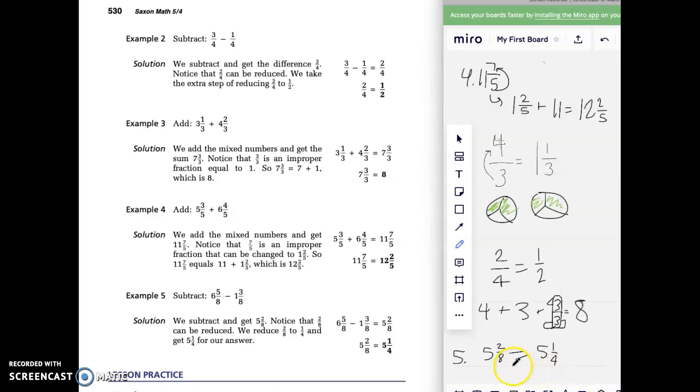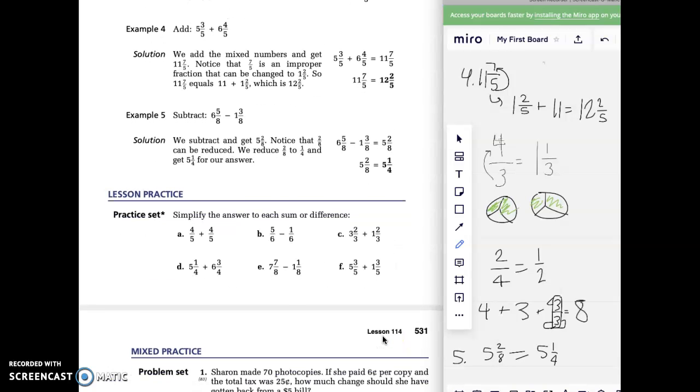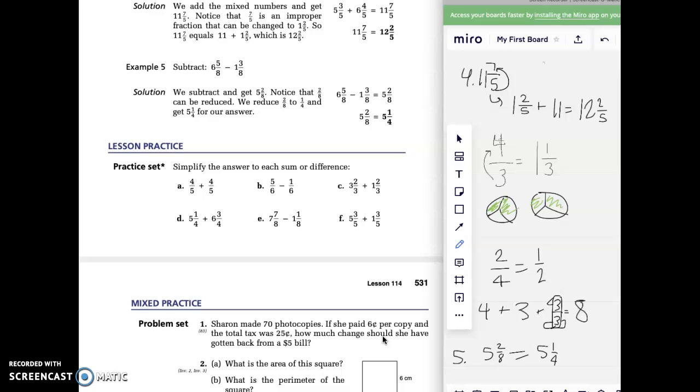All right, should be pretty much review at this point, guys. You guys are so good at fractions. So it should be review. So guys, do the practice set right here and then hop on into the mixed practice.